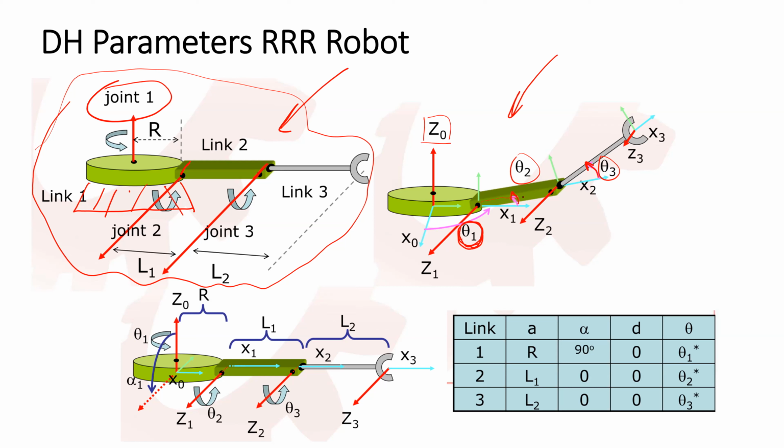For link 2, it also lifts from the ground by the angle theta 2. For link 3, we also lift it from the line of link 2 to see the angle difference.